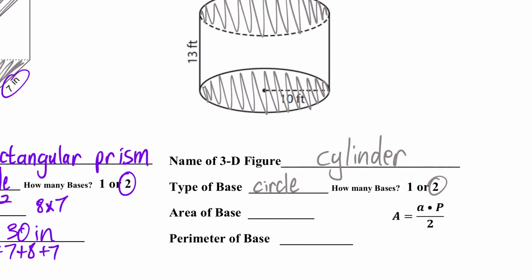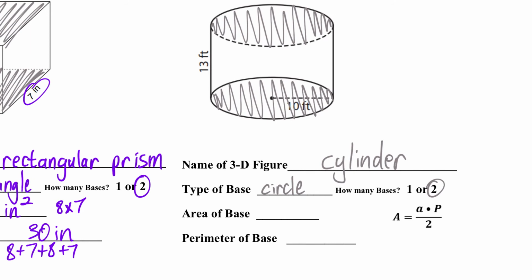Okay, so area of the base. The base is a circle, so this should not be here. What about trapezoid? If you had a trapezoidal prism, like we had on our assignment yesterday, it still has 2 trapezoids for the bases.